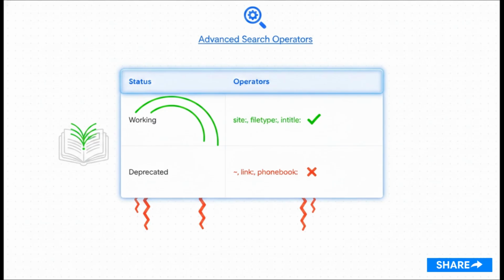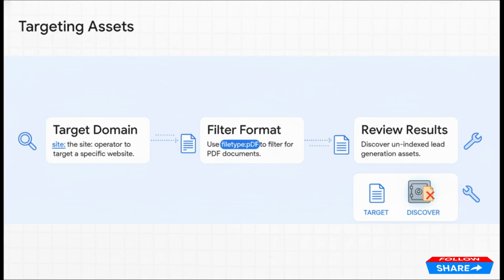Think of them like a highly advanced sorting system for a massive library. But you do have to be careful here. Reliable working operators include things like site:, filetype:, and intitle:. However, in classic Google fashion, they've silently killed several others over the years. The tilde symbol for synonyms, link:, and phonebook: are all deprecated now and are completely ignored by the search engine today. Let's look at how you'd actually apply these tactically.